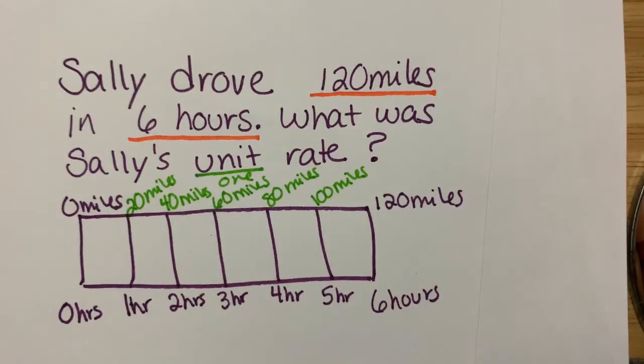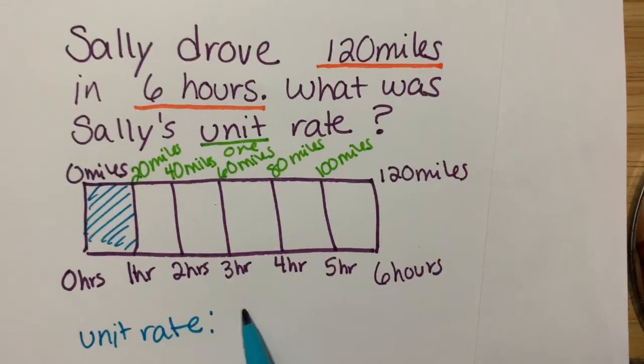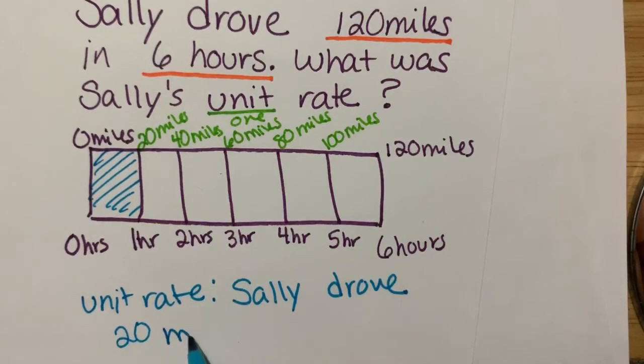Okay. So our unit rate is how much Sally drove in 1 hour. So the unit rate: Sally drove 20 miles each hour.